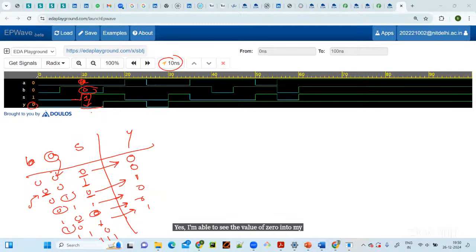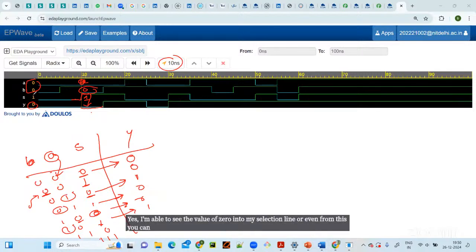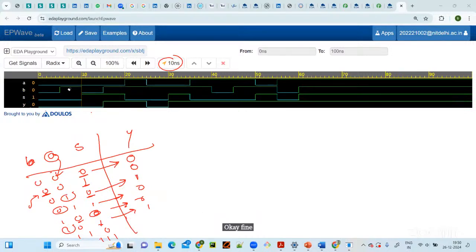Or even from this you can say A and B are 0, 0, selection line is 1. If selection is 1, which has to propagate to the output? Whatever the value that is there in B. So 0 is there in B, same thing is coming. Okay, fine. Now let us go to the next thing. Next observation point, like this. Okay, I am going to this point now.